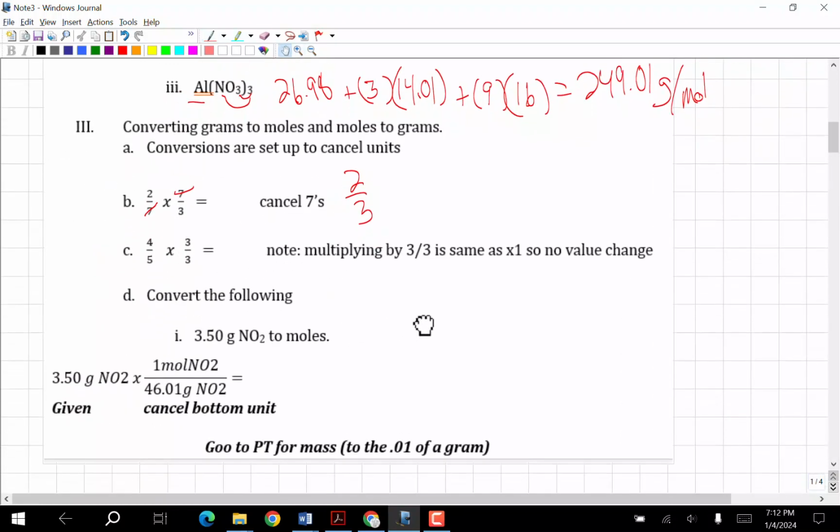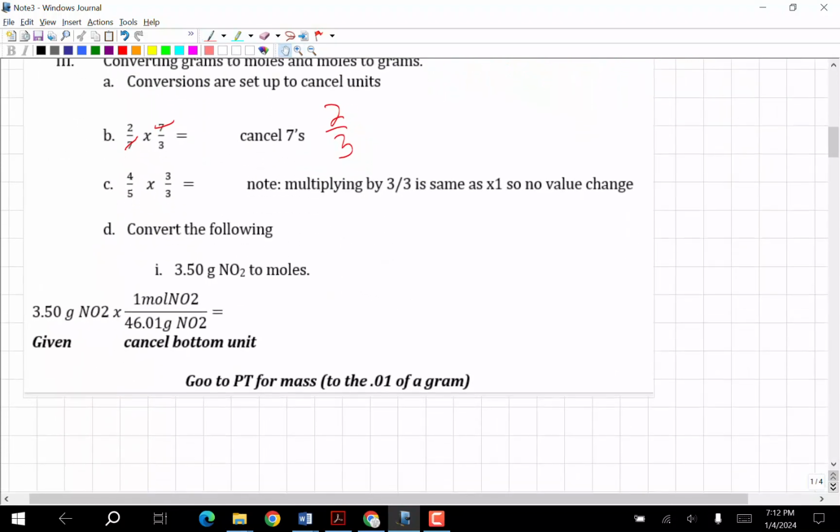So let's take a look and see what this looks like here. If I'm going to convert 3.50 grams of NO2 to moles, I write down my given, boom. I'm always going to put my bottom unit on the bottom. So cancel the unit by putting it on the bottom. Okay. And then on top, what I want to go into.